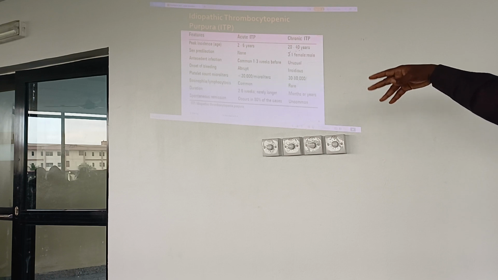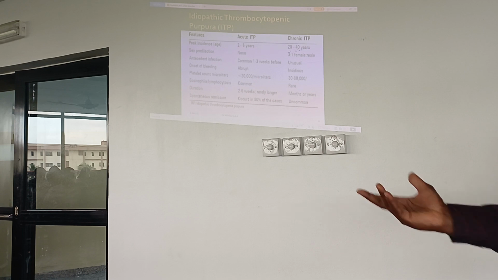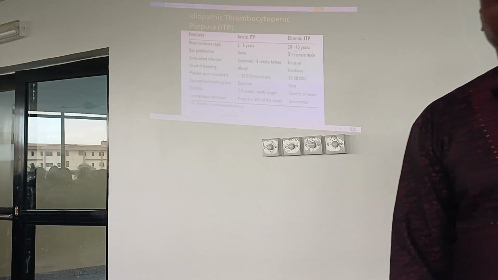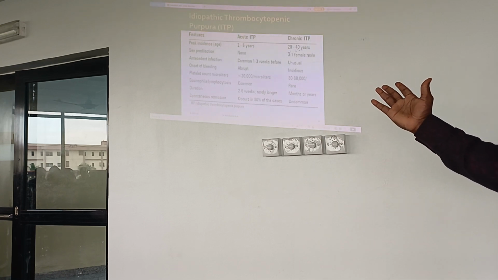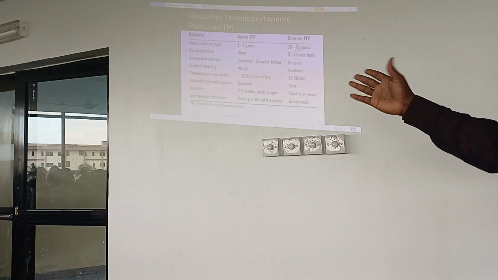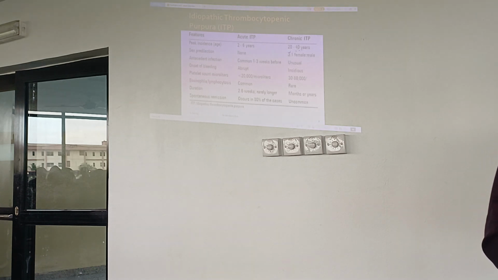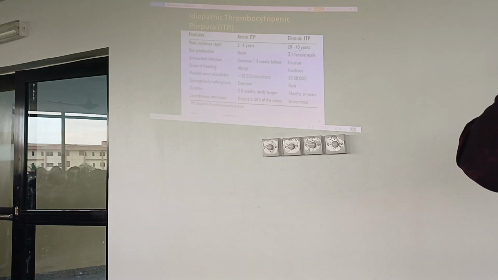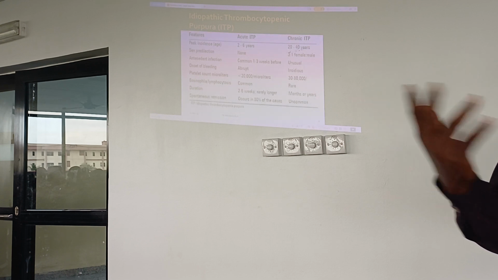Then platelet count is less than 20,000, and usually it can be zero in some people. It can be zero, yeah, but usually low. So eosinophilia and lymphocytosis is commoner in acute and rare in chronic, and duration is 2 to 6 weeks because acute ITP is self-limiting. You may not do anything and it just resolves, but unlike chronic, you must intervene. So it's a lifelong problem because the person is developing antibody and there's nothing you can do about that.